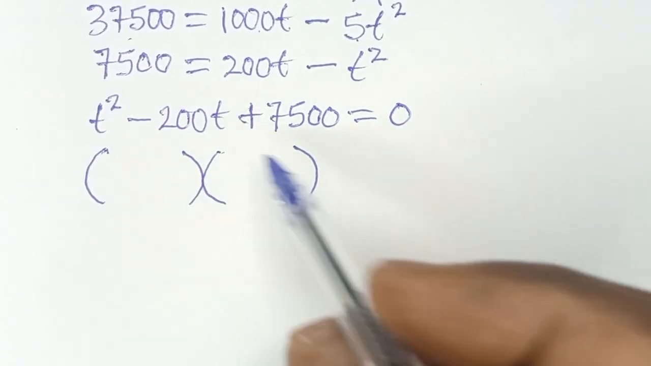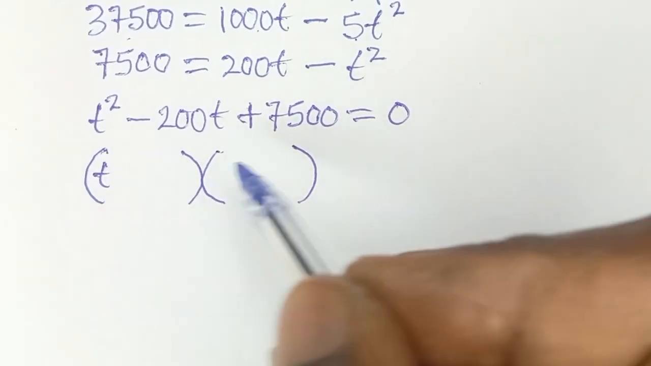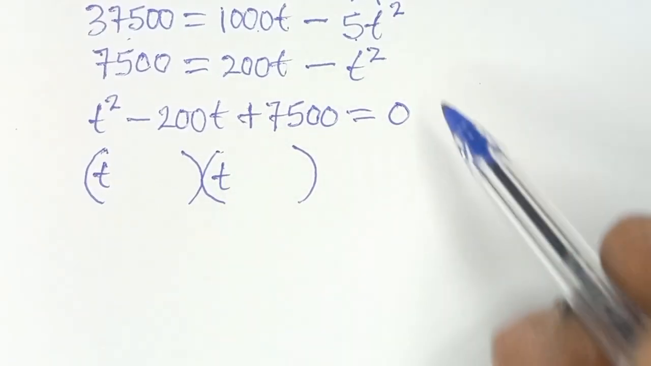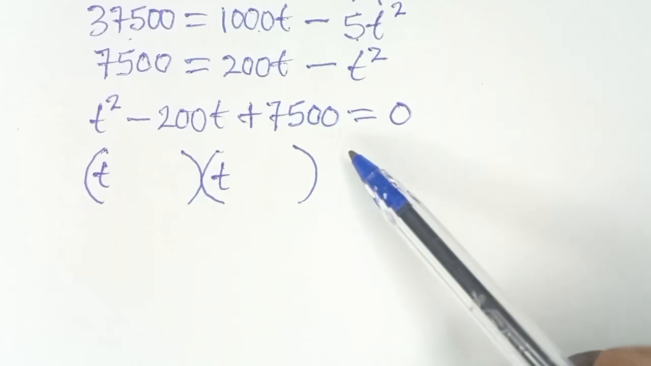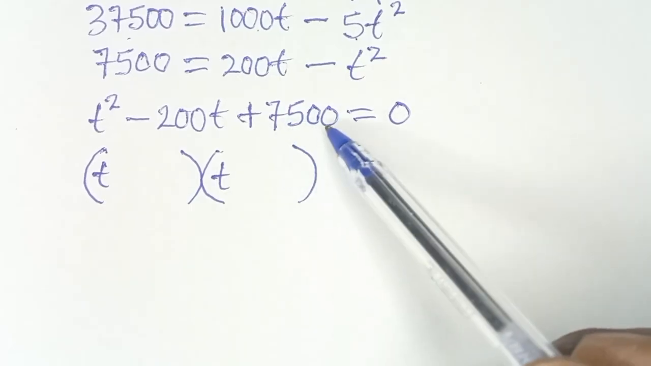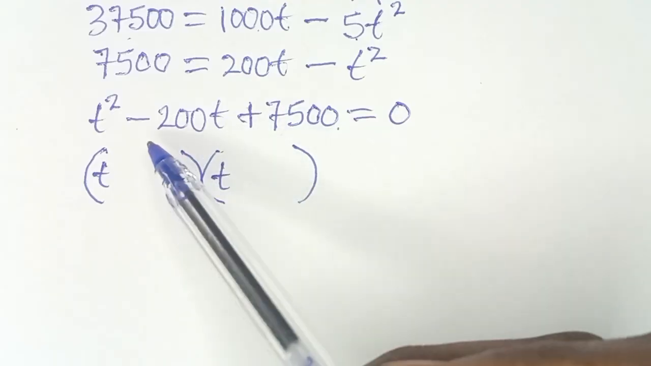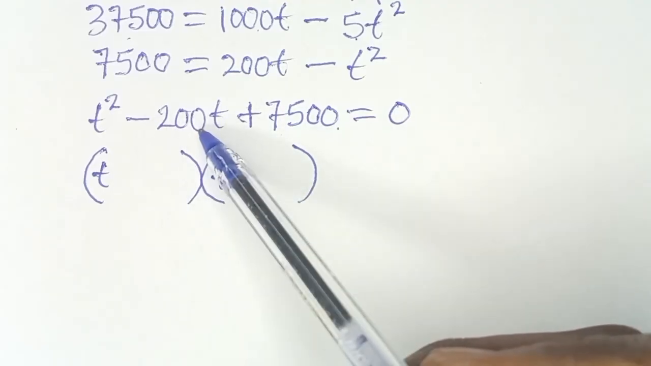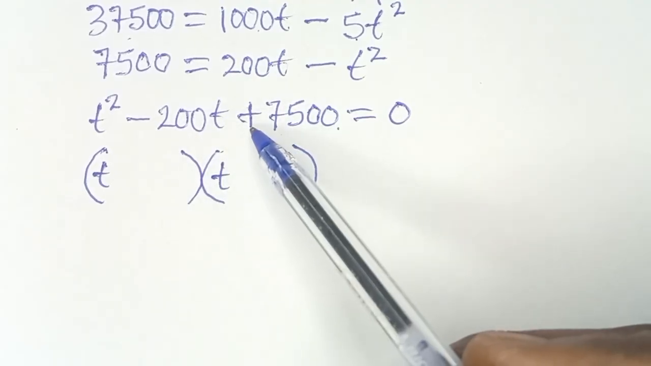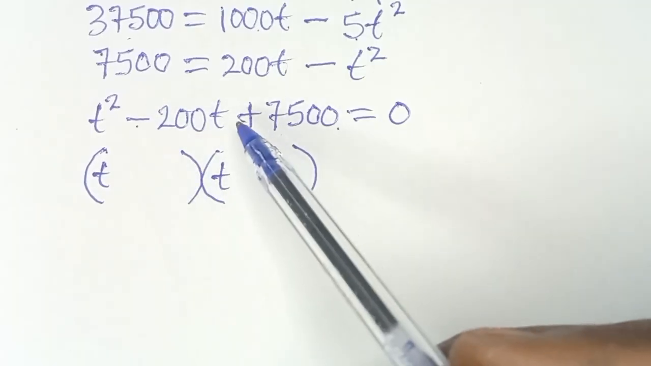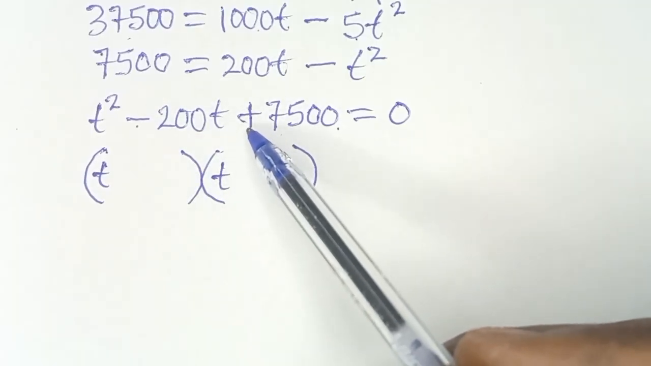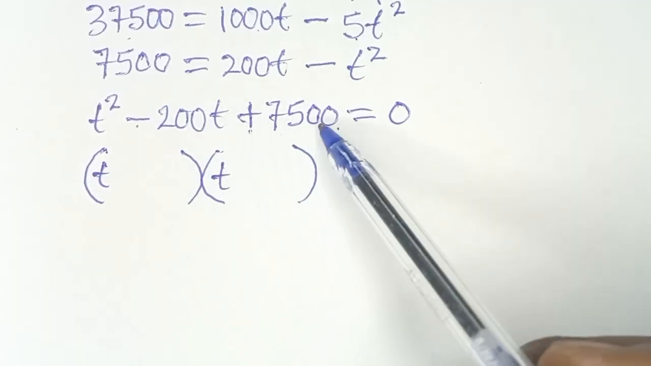So I can just open up bracket like this, and I put my t here and my t here. And then I look for two numbers such that when I multiply the two numbers, it's going to give me 7,500. And when I add them, it's going to give me negative 200. So because this is positive, and this is negative, it means that the two numbers must be negative so that when they multiply, it gives us positive value.